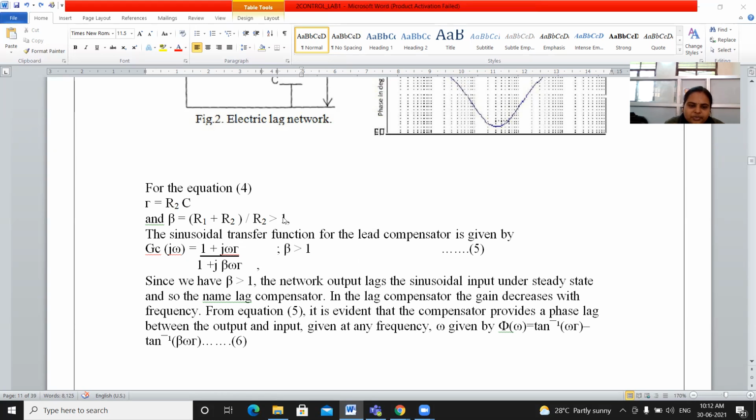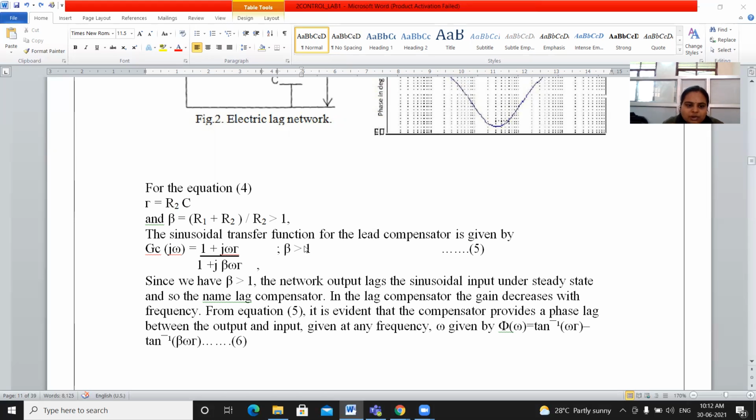greater than 1. Since our beta is greater than 1, the network output is going to be lagging the sinusoidal input under the steady state. And so the name is called a lag compensator. In the lag compensator, the gain is going on decreasing with respect to frequency. In the previous case, it is increasing with respect to frequency, but in our lag, it is going to be decreasing with respect to the frequency.